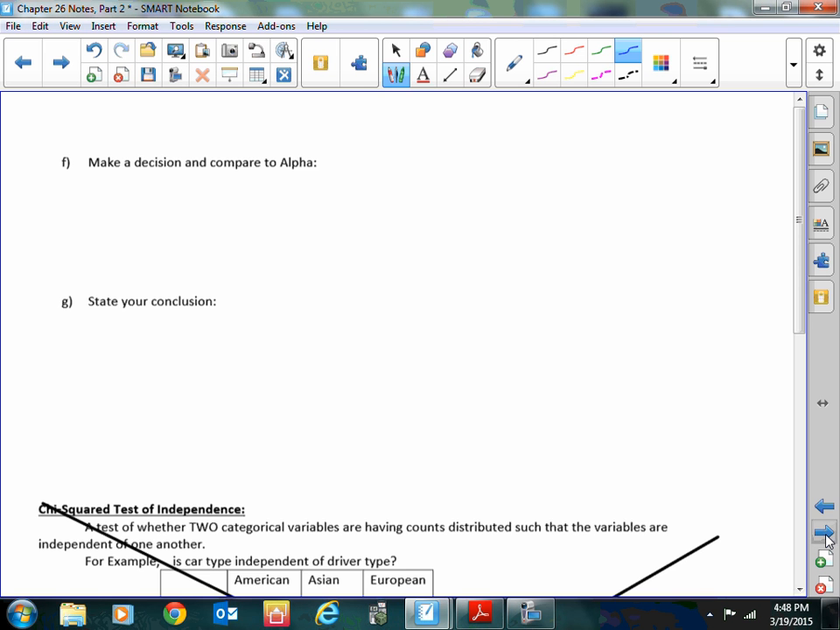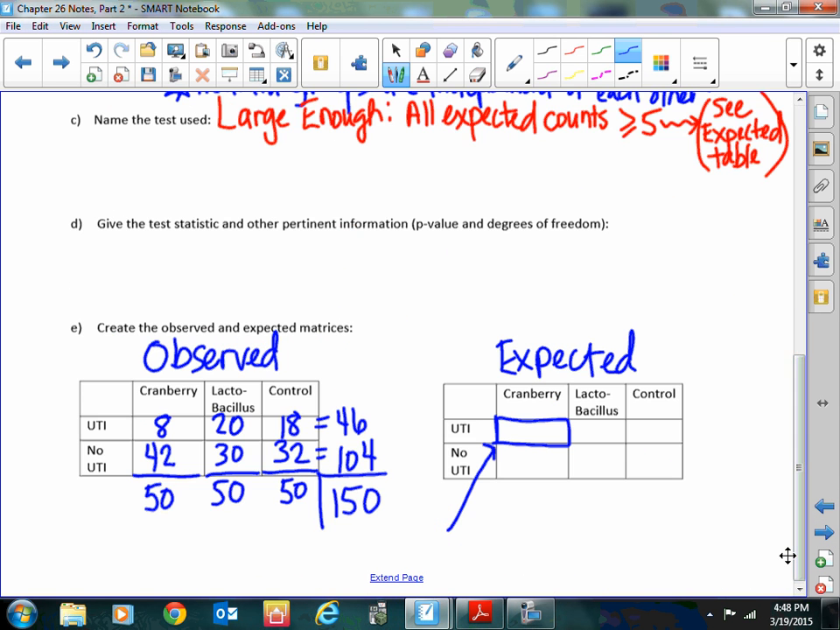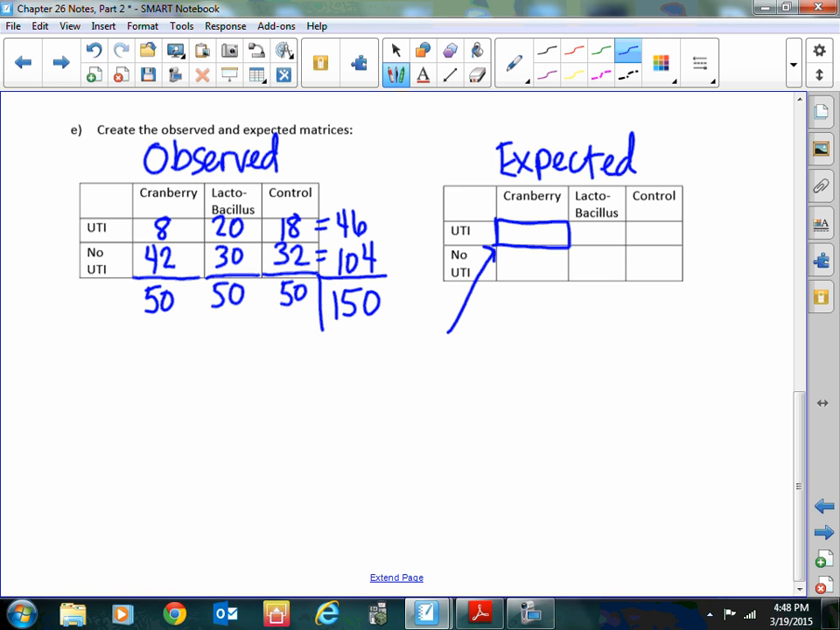So that makes this cell here to be, let's see, row total 46 times column total. Oh, wrong, I'm doing this one here. 46 times 50 divided by the total, which is 150. That is essentially saying 1/3 of 46, and that's 15.3 repeating. Now, if you were to find this one right here, you could subtract from 50 to find that the remaining is 34.6 repeating.